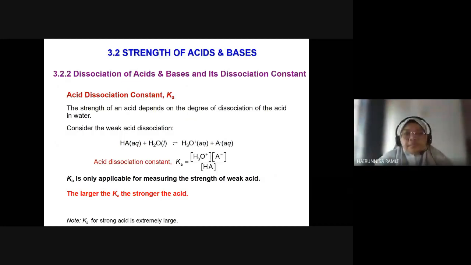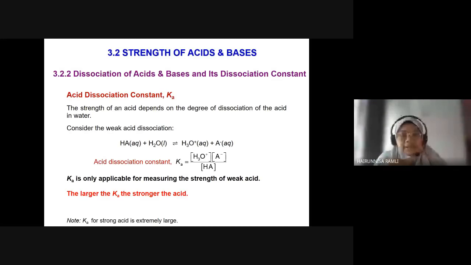So, because it is a reversible process, remember you belajar chapter 2, reversible process, maksudnya you akan boleh calculate value of KC and KP, right, for chapter 2. So, sama juga kat sini, we apply the same concept. You can calculate actually value of KA and KB. Now, kita pergi pada acid dulu lah. So, acid is KA lah. Okay, acid dissociation constant. Kalau you ingat lagi, how to calculate the KC and KP is actually product over reactant, right?